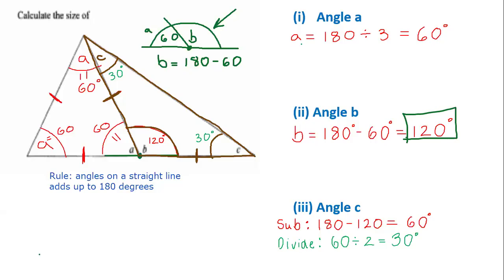Where's Sharonique? Sharonique. Yes, sir. Do you know how we got our answer? Yes, sir. Okay. Explain how I got the 30 for C.